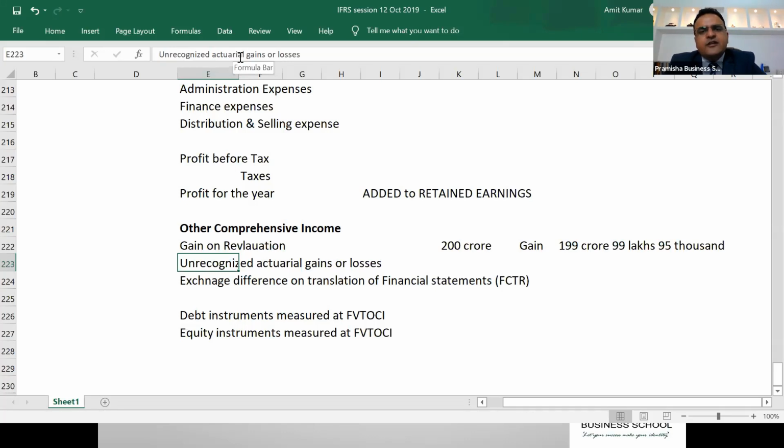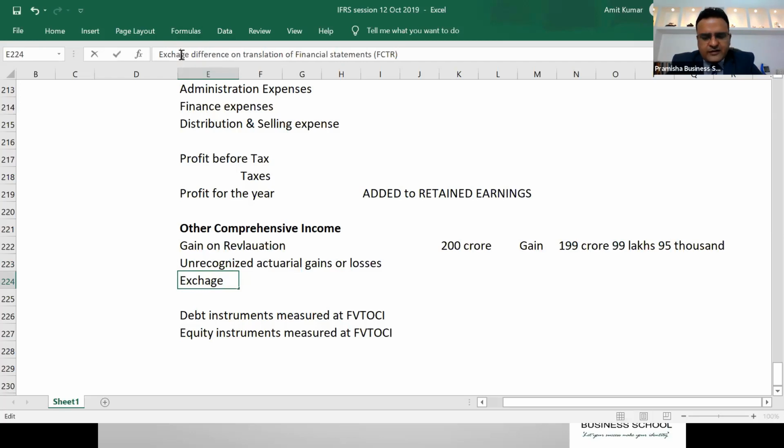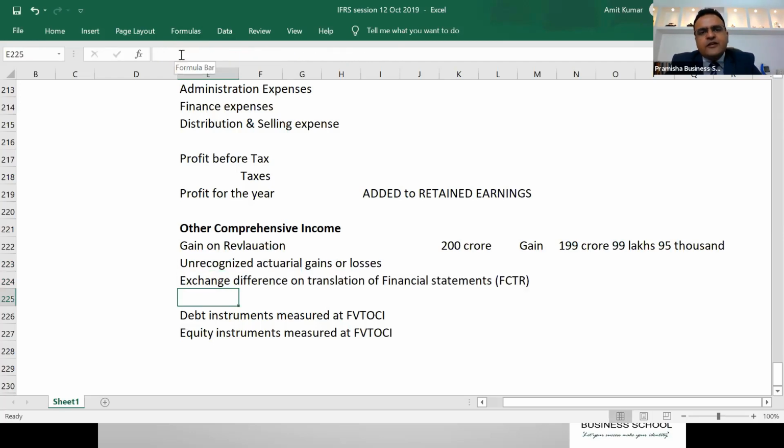That unrecognized actuarial gain or loss is not in the control of the management. So IAS 19 Employee Benefits says that this has to be shown as part of OCI. Unrecognized actuarial gain and loss has to be shown as part of OCI. You got it now? For something which is not in the direct control of management and which may inflate the figures, there is a cushion known as OCI. We can direct the accounting to OCI and show it as part of OCI.